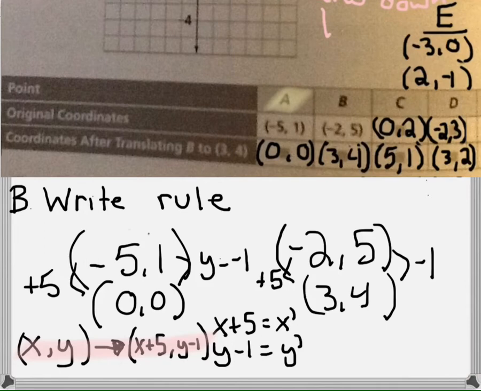Part B asks us to write a rule relating coordinates of key points and their images after the translation. I took, for example, A and B, and I found the relationship between the 2 points. As you can see here, the change in x for both of these 2 points is +5, and the change in y is -1. So to get from the original image to the resulting figure, you simply add 5 to the x value and subtract 1 from the y value, giving us that (x, y) translates to (x plus 5, y minus 1).